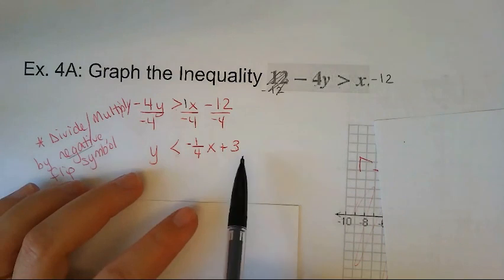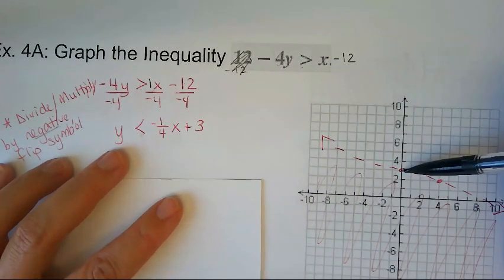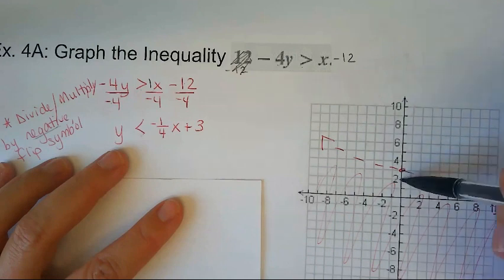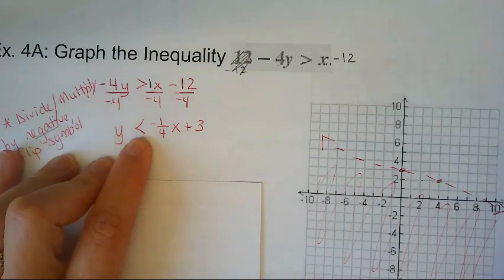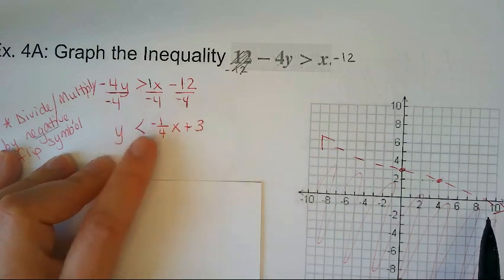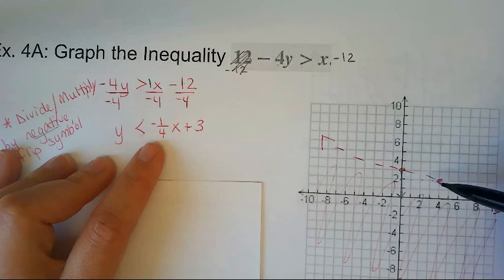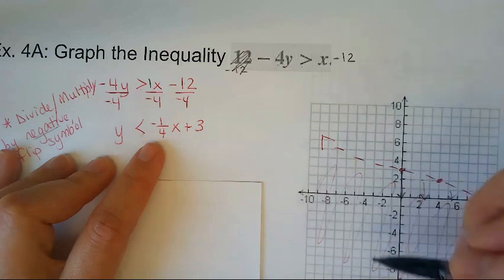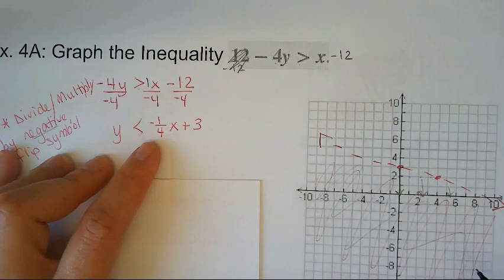Here we just plot our points like normal. I'm going to go to my y-intercept of 3. My slope is negative, so I'm going down 1 and right 4. Since I don't have that equal bar underneath, I'm drawing a dashed line. Since it's a less than symbol, I'm shading everything below my y-intercept. So here's my y-intercept, and that's why I'm shading everything below. This would be my final answer.